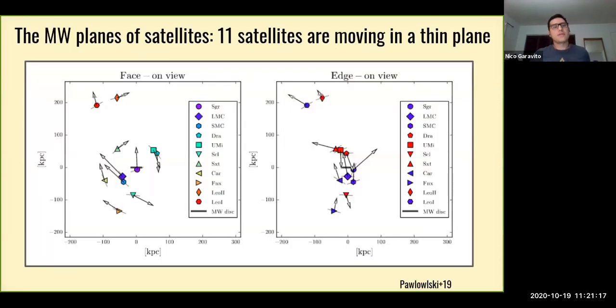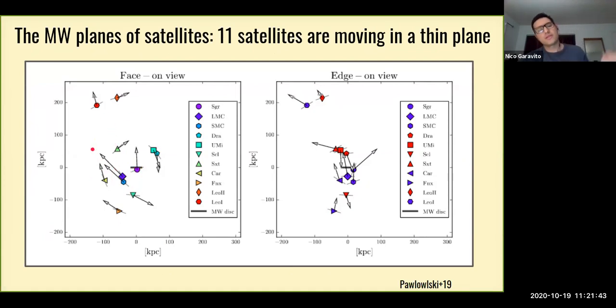Okay, now I want to change gears a little bit. I'm going to talk about the Milky Way planes of satellites. What's going on is that the Milky Way has many satellite galaxies, roughly 60 now. And some of them, 11 of them, seem to be co-rotating in a thin plane. So in this picture, I'm showing the disk of the galaxy here, and each of these dots is a satellite galaxy of the Milky Way.